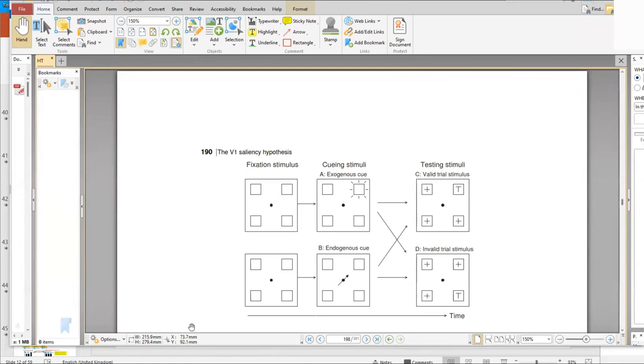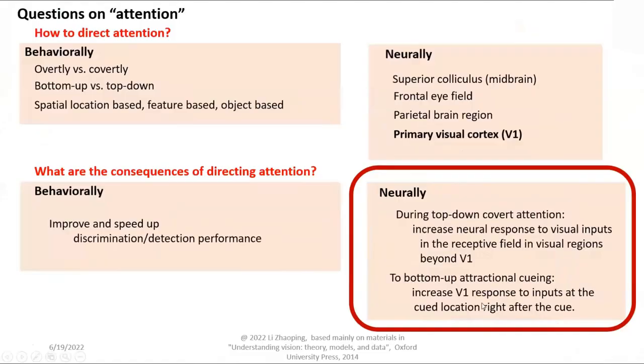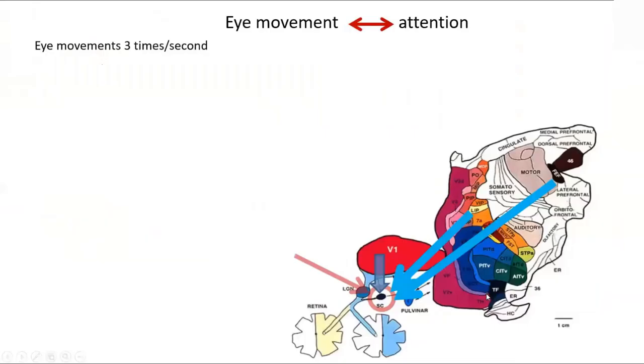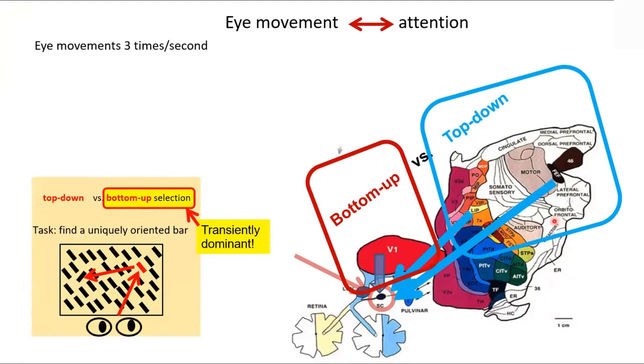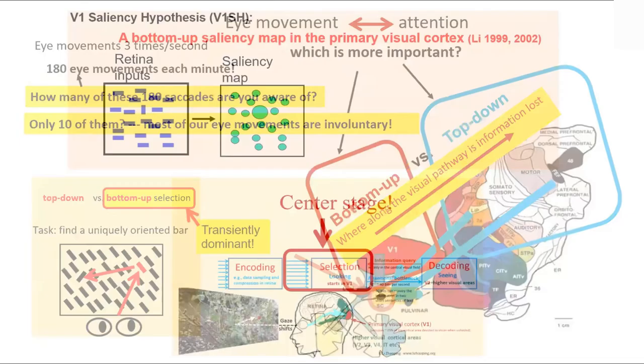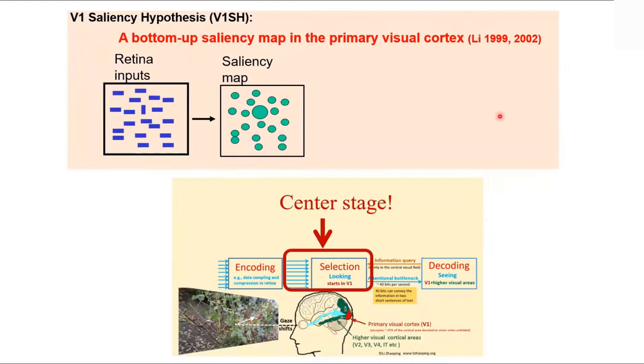Okay. And so where do we... And then neurally, how do we direct attention? As I say, it could be bottom up and top down, and so on. Yeah. We say maybe bottom up is important. Okay. So with this, I started a V1 saliency hypothesis that it starts at V1.